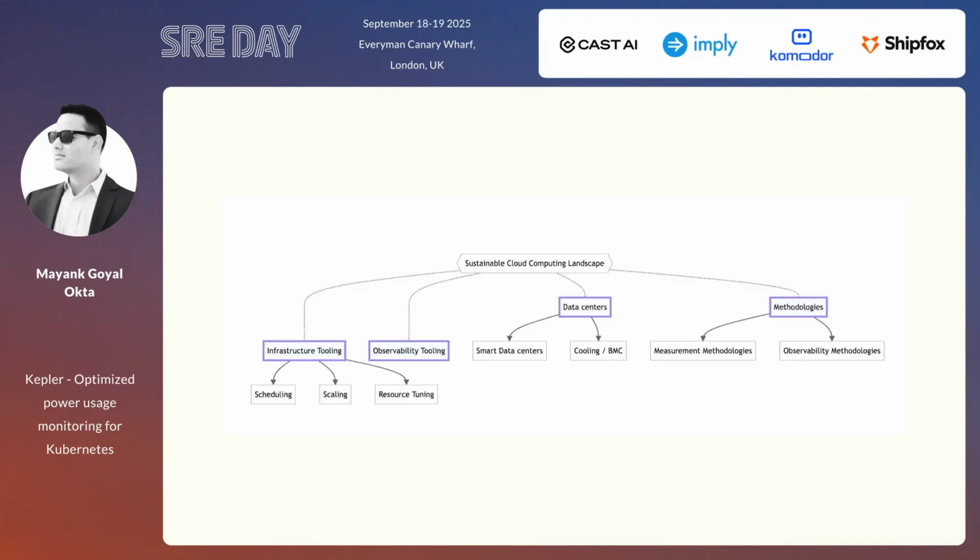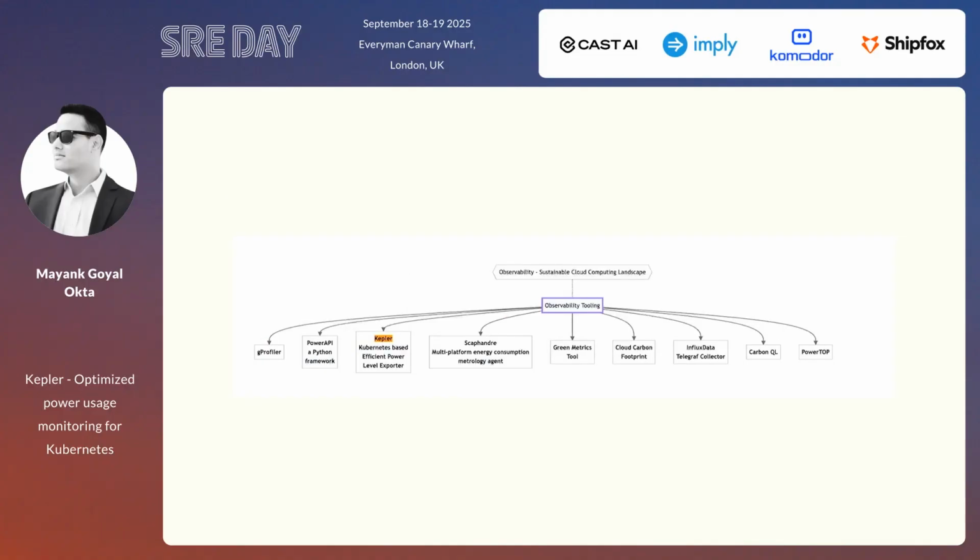Then we have the different methodologies being given by CNCF. But since we'll talk about Kepler today, and Kepler comes under observability tooling, we'll focus more on that. Observability, as you might know, refers to the tools and methods that help us measure and monitor the resource usage and energy footprint for cloud native workloads. And under the observability tooling, we have multiple tools.